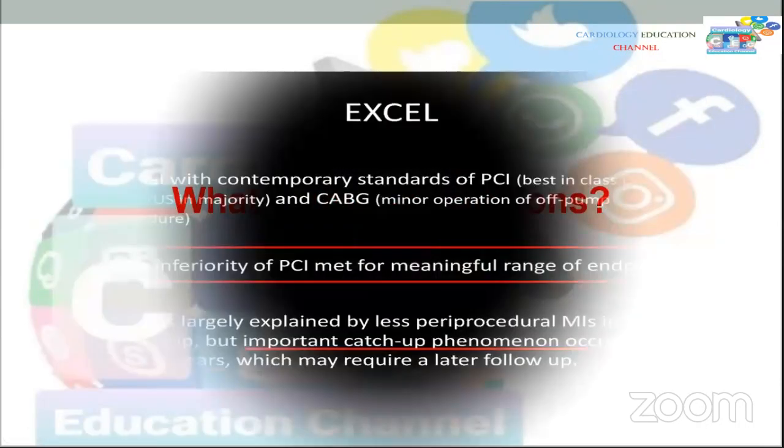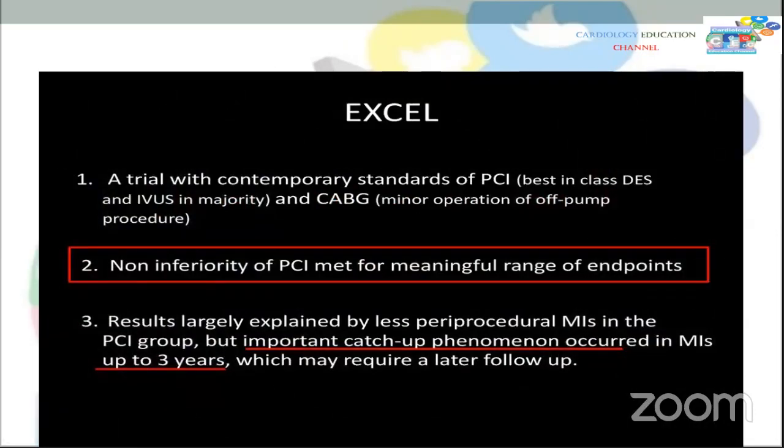So what do we conclude from here? The EXCEL is a trial with the contemporary standards of PCI, best-in-class DES, IVUS in 80% of the patients. CABG on-pump surgery was done in more than 80% of the patients, all of them receiving LIMA. The non-inferiority of PCI was met for the meaningful range of endpoints, which is the 3-point MACE. The results are largely explained by the less peri-procedural MI in the PCI group, using the SCAI definition at 10-fold, using the third universal definition at 5-fold and 3-fold, but an important catch-up phenomenon occurred in the MIs up to 3 years, which may require a later follow-up.